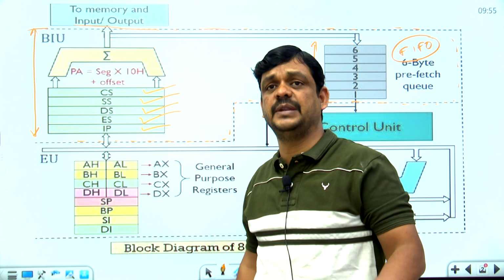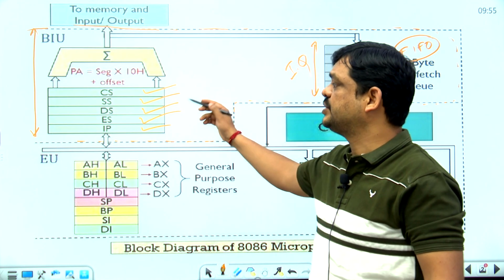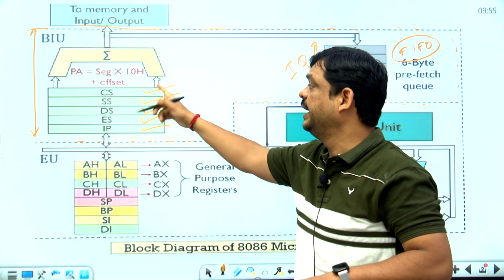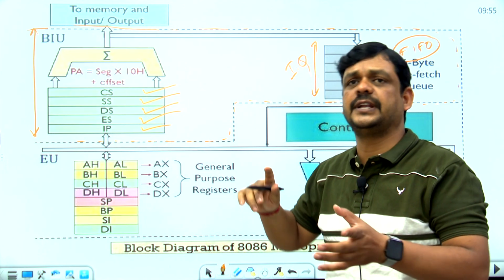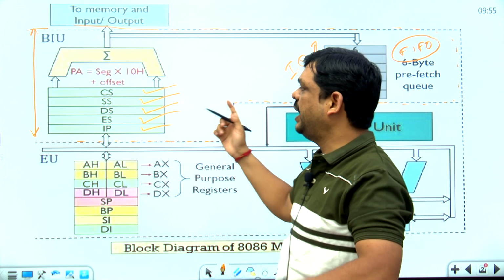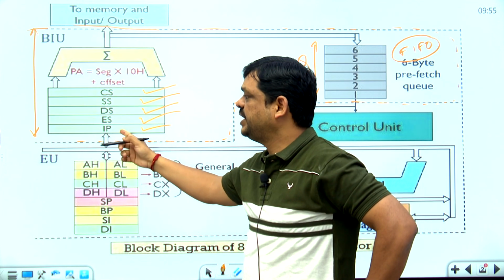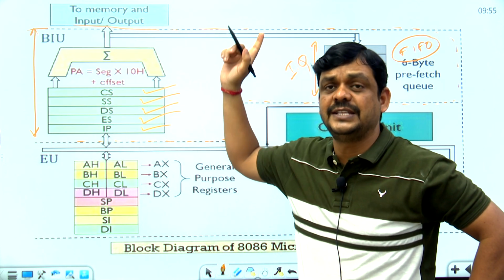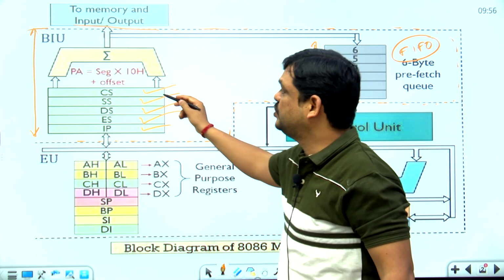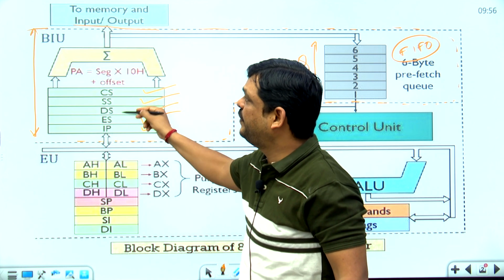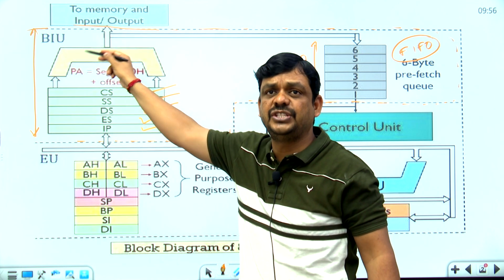These registers are 16-bit registers, and they store addresses of the external memory. Every segment register has one specific function, right? We will discuss that concept in another video, but just try to remember here that these registers are used to store the address of the next instruction, that is, addresses of memory locations. That's why these registers are defined within the bus interface unit.